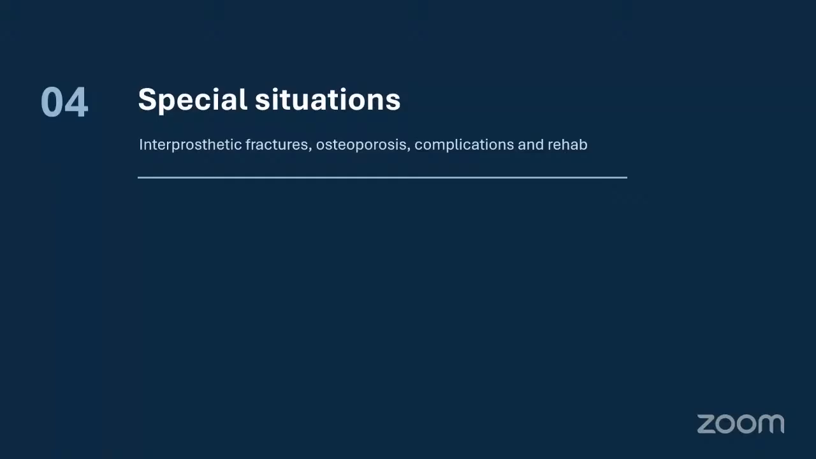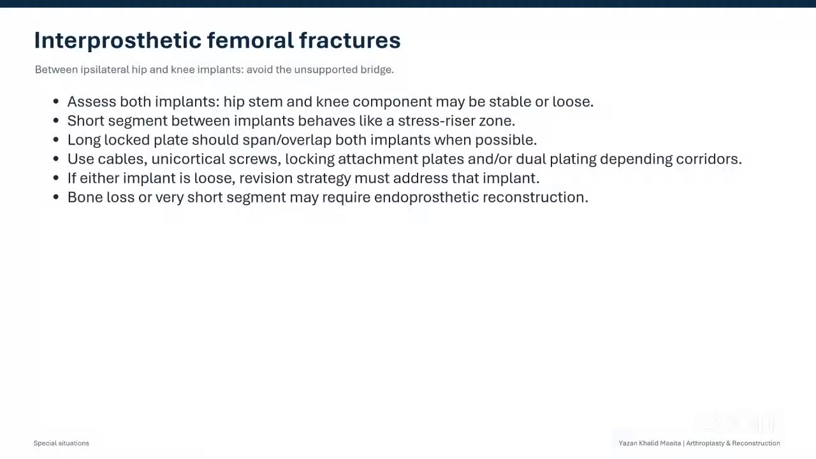There are some special situations: periprosthetic fracture and osteoporosis, complications, and rehab. Periprosthetic femoral fracture between an ipsilateral hip and knee implant: avoid the unsupported bridge. Assess both implants, the hip stem and the knee component. Maybe one is unstable or one is loose. The short segment between the implants behaves like a stress riser zone.